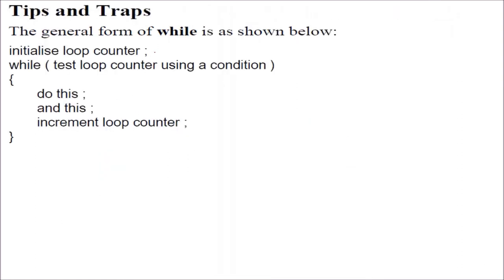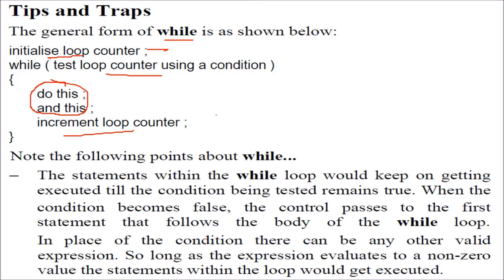There are tips and traps. The general form of while is something like this. We initialize the counter, so there is initialization. There is a testing condition for true and false. And there is an increment of the loop counter. And here we do the activity. These are our instructions that we want to repeat again and again. So this while loop will run again and again till this condition is true. When this condition becomes false, we come out of the loop.